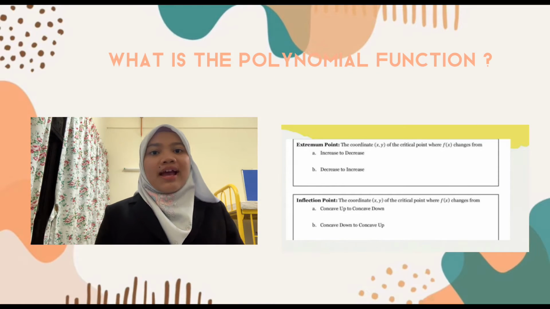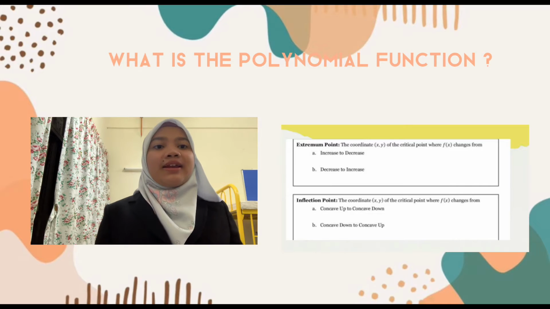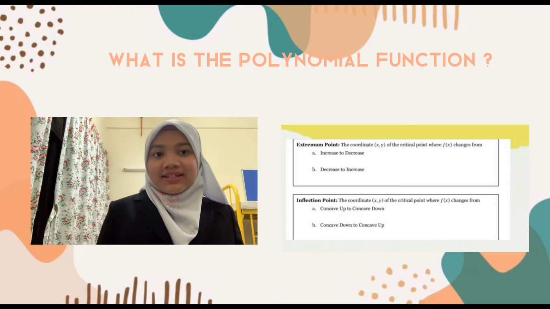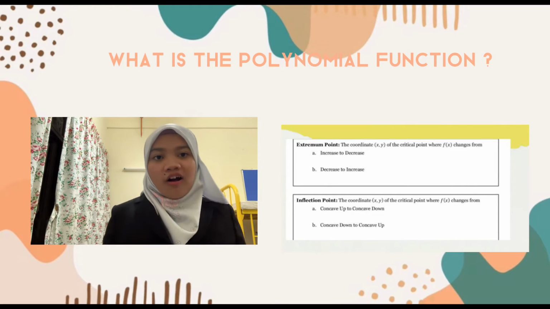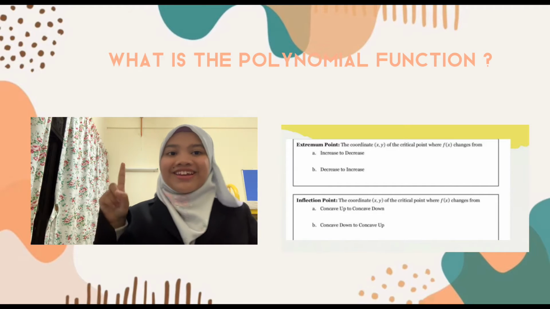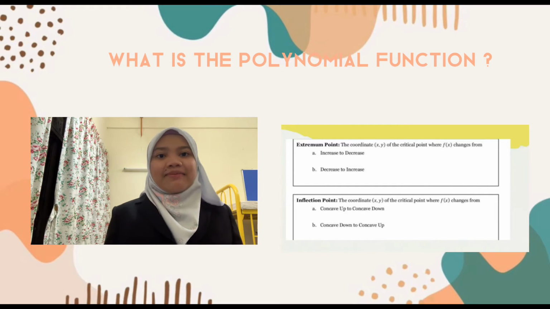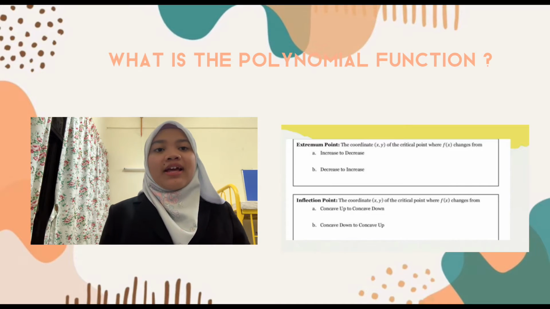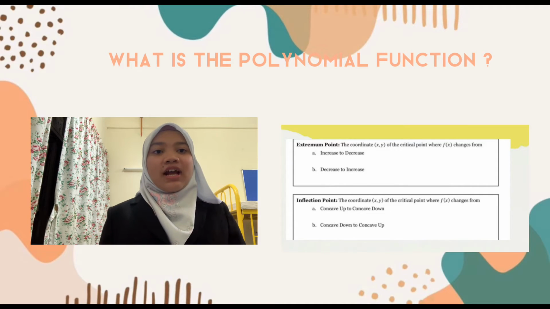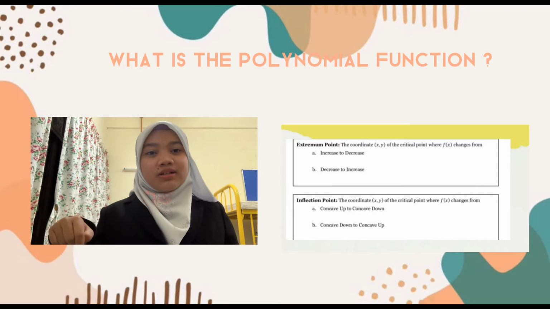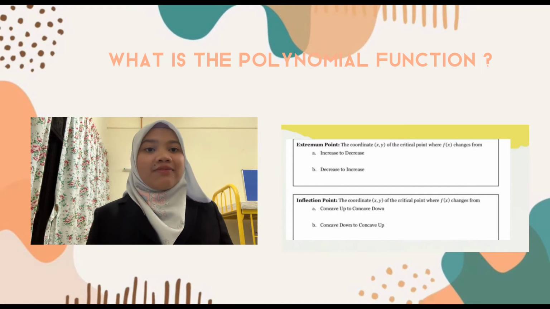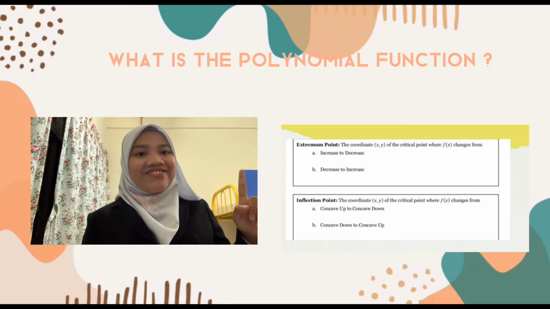The next step is the extremum point. It means the coordinate of the critical point where f(x) changes from increasing to decreasing or from decreasing to increasing. For the last step, it is the inflection point. It means the coordinate of the critical point where function f(x) changes from concave up to concave down or from concave down to concave up.